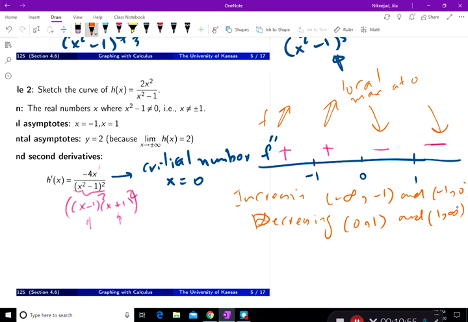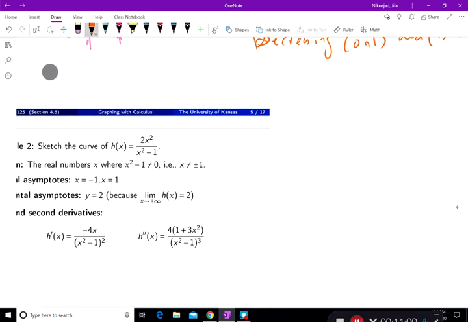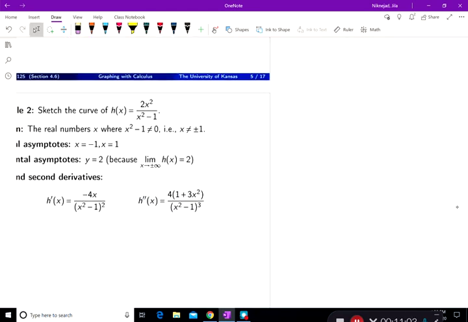Now let's try the f double prime and then put them all together. For f double prime, I know that there is no root, and the points that make the denominator 0 are not in the domain of the function, but I still need them to find the sign for f double prime.